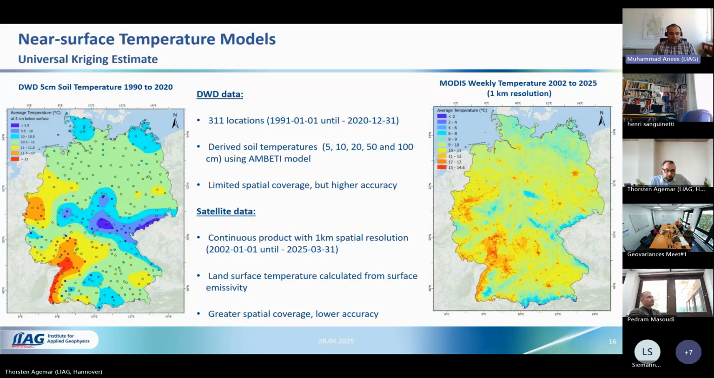This does not account for the variation of the topography and other surface factors like land use in this image because of this low spatial coverage. So to overcome that, the idea was to use satellite imagery and the temperatures collected from these images.